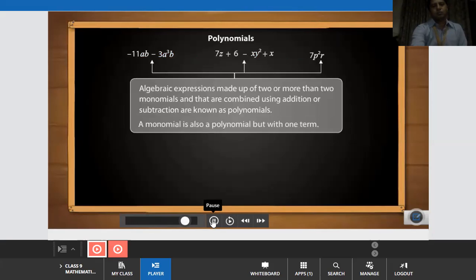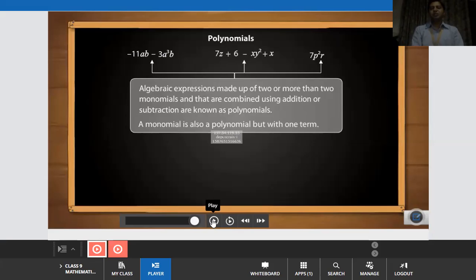Here are some more examples of polynomials. Here we can see minus 11ab minus 3a cube, which consists of two terms. 7z plus 6 minus xy square plus x consists of four terms. 7p square r consists of one term, as it has three different factors but no positive or negative sign in between. This should be considered a monomial.